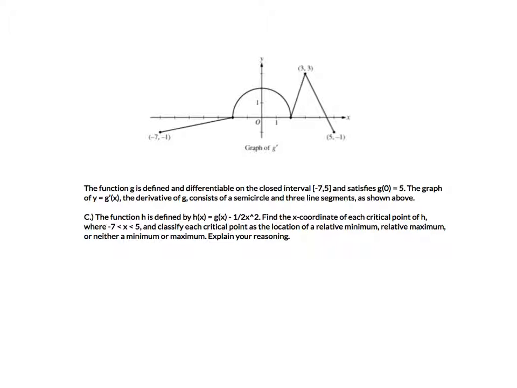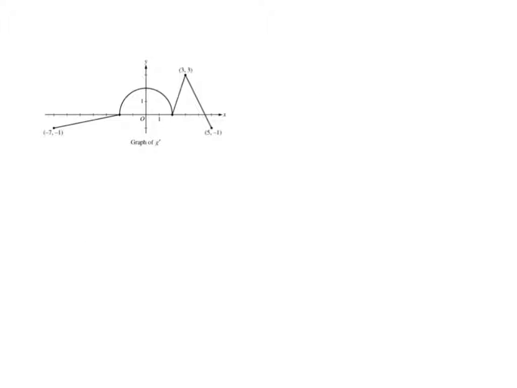The question in C: the function h is defined by h of x equals g of x minus 1/2 x squared. Find the x-coordinate of each critical point of h, where -7 is less than x is less than 5, and classify each critical point as the location of a relative min, max, or neither a min nor a max. Explain your reasoning. So we're given two key pieces of information here, that graph of g prime, and also that h of x is equal to g of x minus 1/2 x squared. So we're going to use that to find the critical points of h.